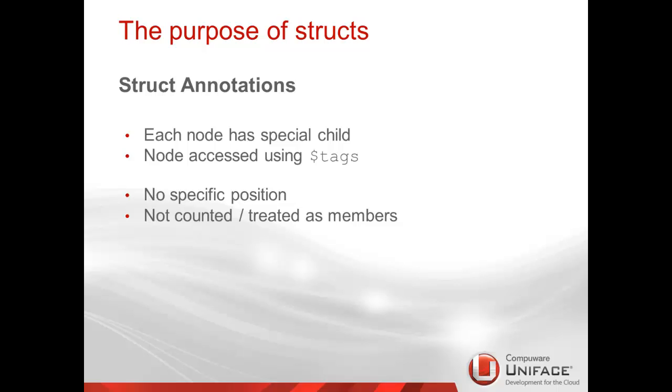Unlike normal struct members, annotations have no specific position inside the struct, and are therefore not counted or treated as members of the struct. This is in contrast to, for example, XML processing instructions, which are treated as normal struct members because their position in an XML document is relevant, even if they are not part of the document contents.